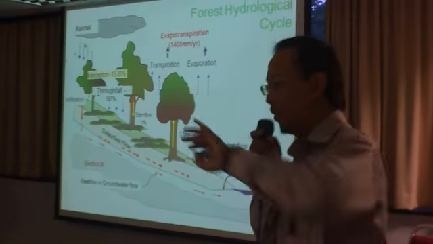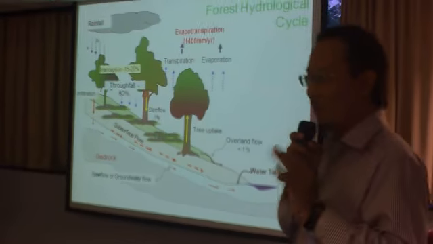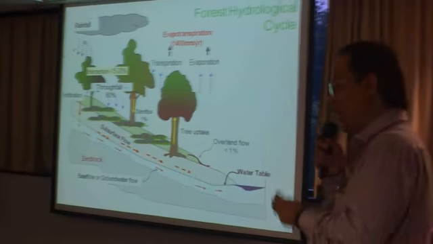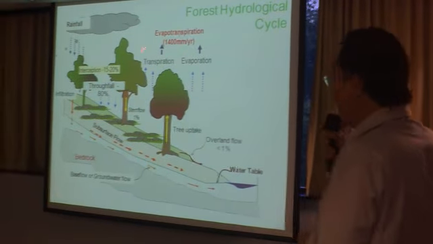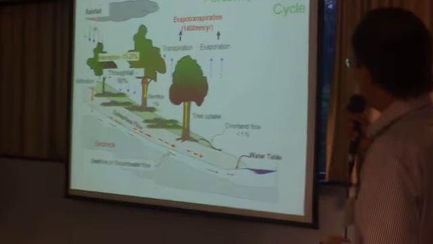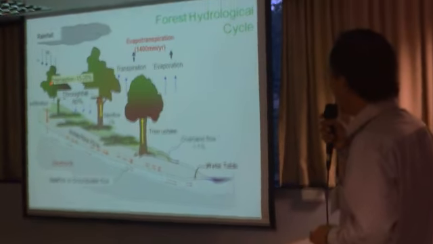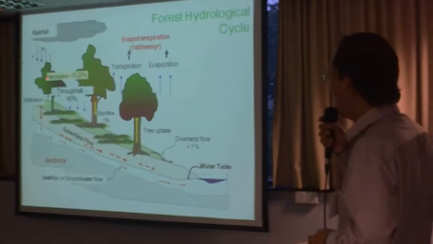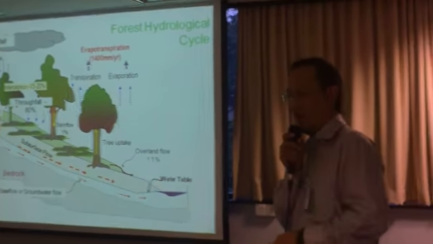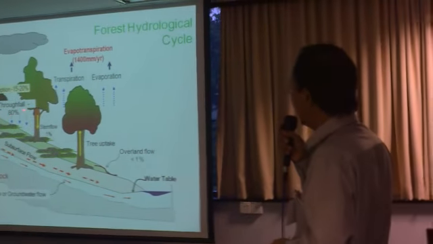I would like to take this opportunity to highlight the forest hydrological cycle, because most engineers are very familiar with the urban hydrological cycle. But I think it is more interesting to see what is happening in the forest. So, in the forest, once there is rainfall, it will be intercepted by the canopy until the canopy storage is exceeded, then throughfall will start.